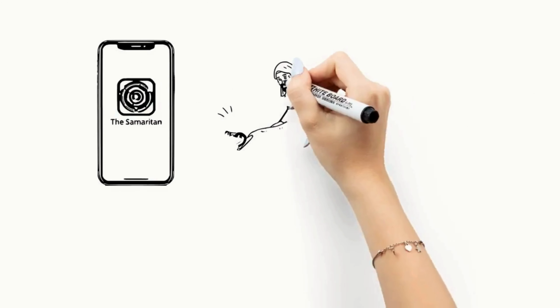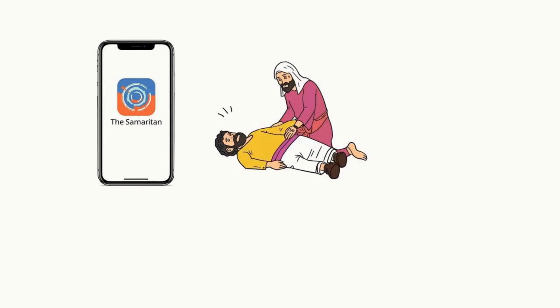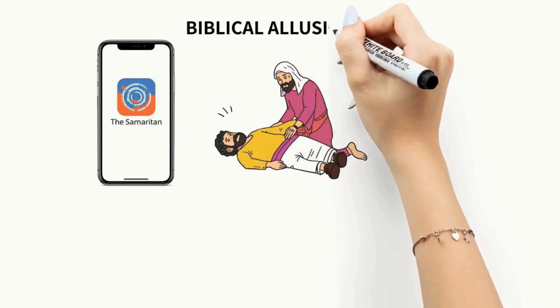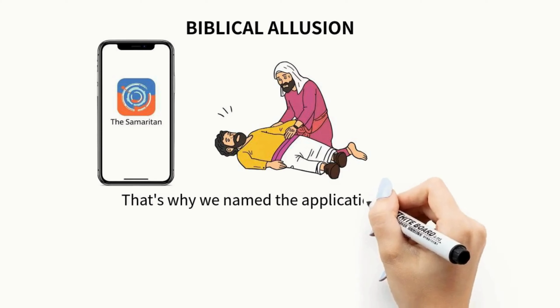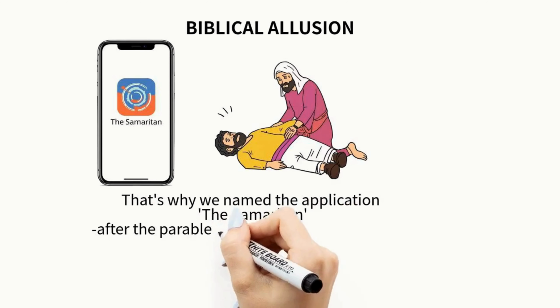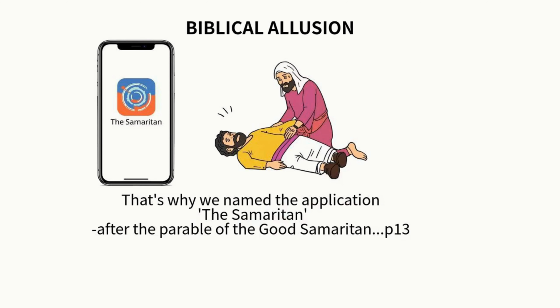Biblical allusion is another style in Act 1, Scene 1, whereby on page 13, we are told that the Samaritan app is named after the Good Samaritan. This reminds us of the story of the Good Samaritan from the Bible. It tells us that the app is meant to help people and do good.